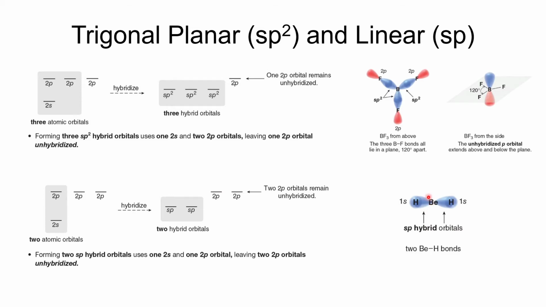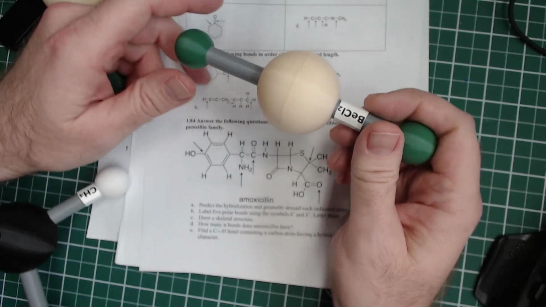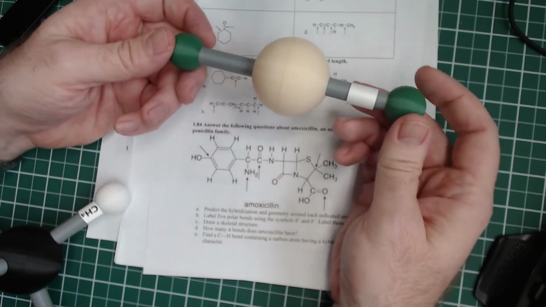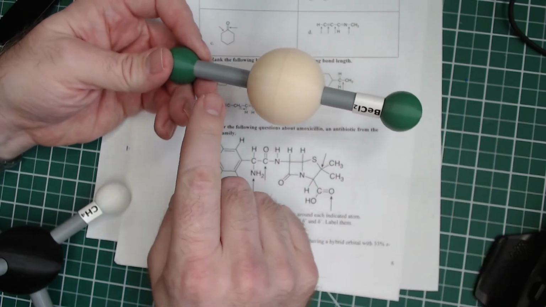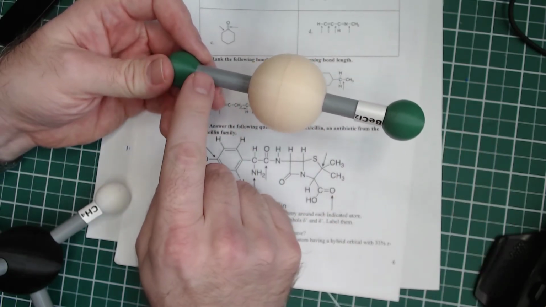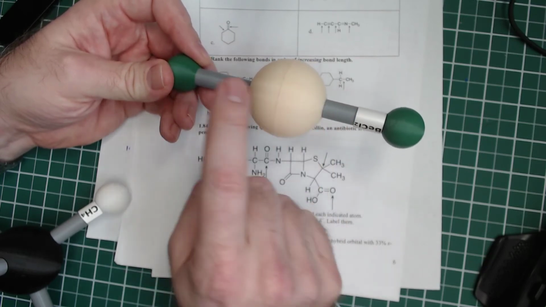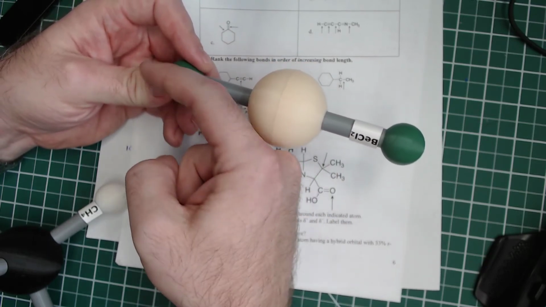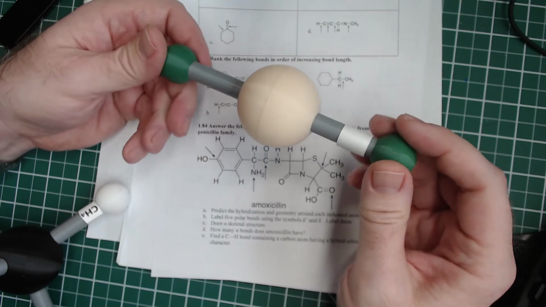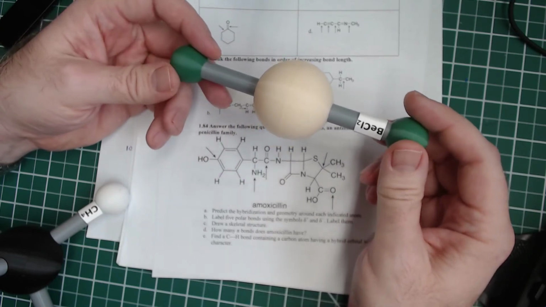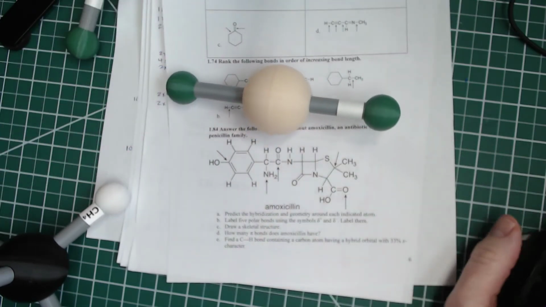Now I'm going to switch back over real quick. Here I've got beryllium chloride, which is going to be very similar to the beryllium hydride that I have on that other page. And you'll see that the electron domain geometry is linear. The angle between those is going to come out to 180 degrees.